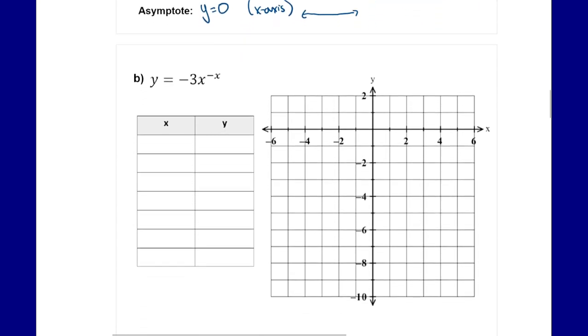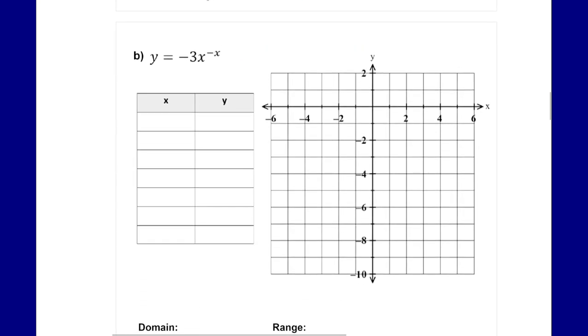Let's look at the next example. Y equals negative 3x to the power of negative x. And again, a little bit of a typo here. Y equals negative 3 to the power of negative x. Let me just fix all of that to make it a little bit neater. So y equals negative 3 to the power of negative x.